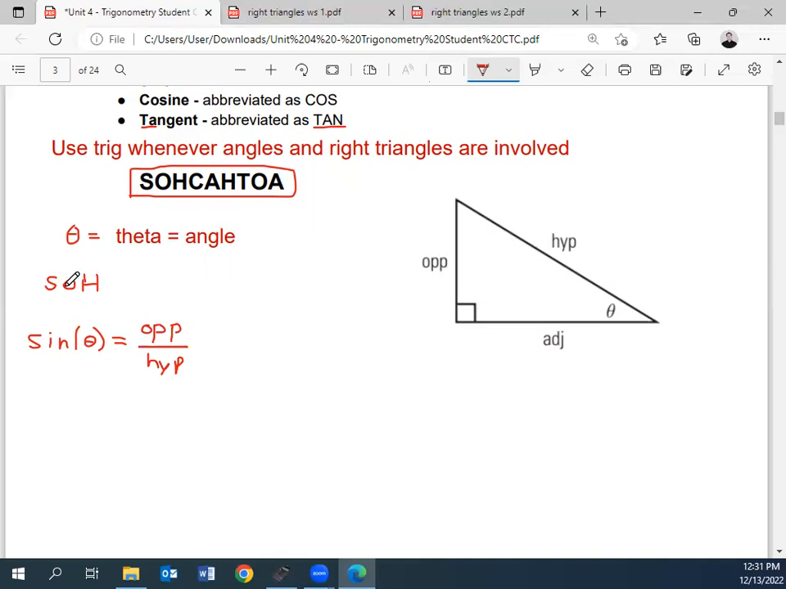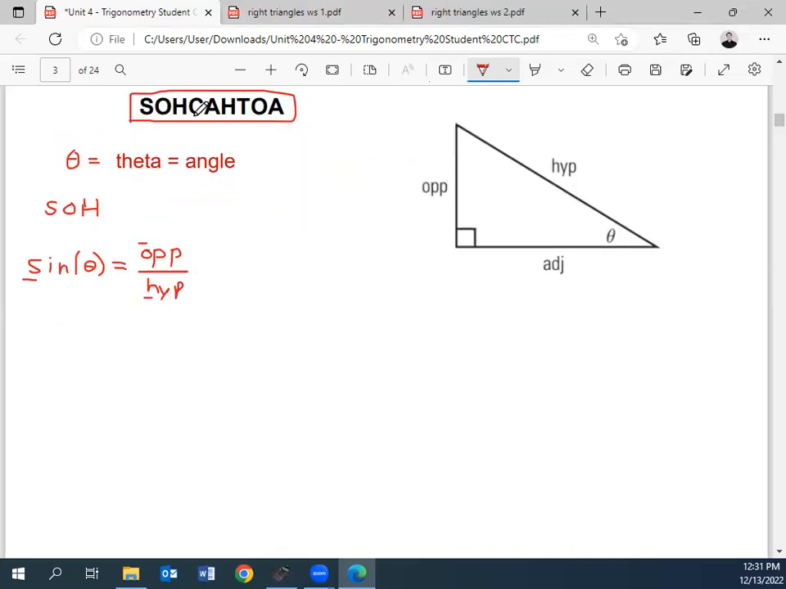We use SOH, which means sine is equal to opposite over hypotenuse. So we see where I get those letters from here, the first letter of each word. And the next one here, CAH. This is going to be cos. That's where that C comes from, of the angle of theta.